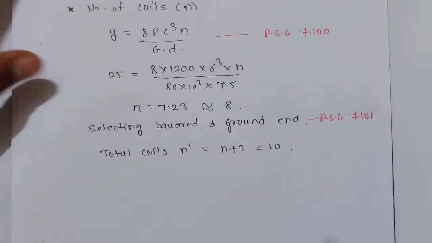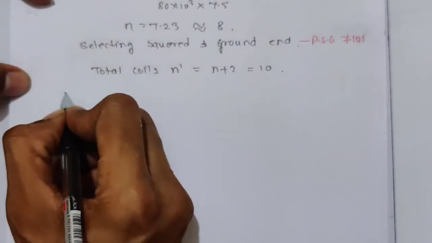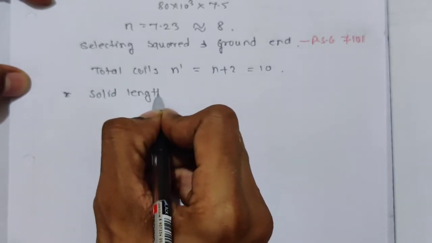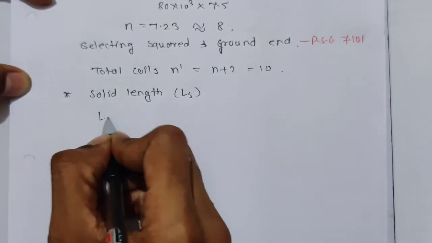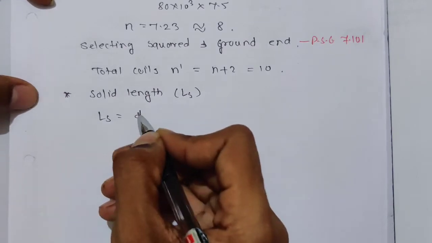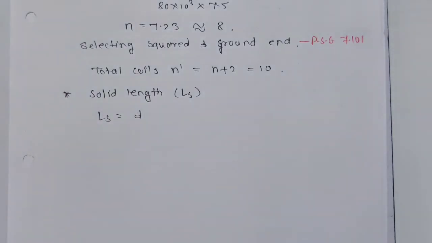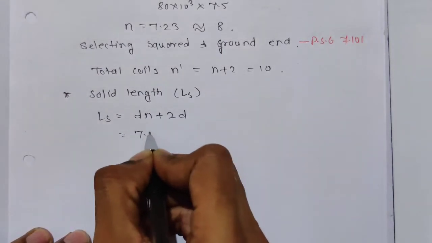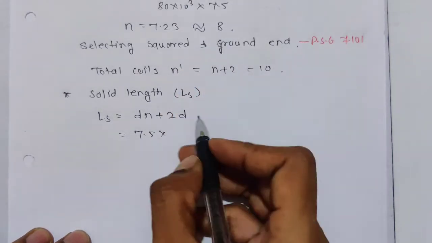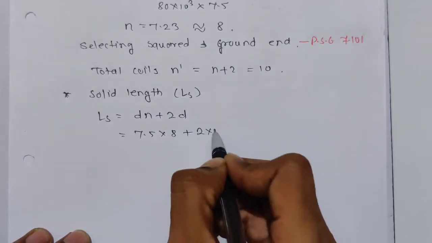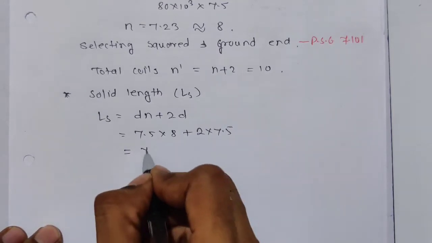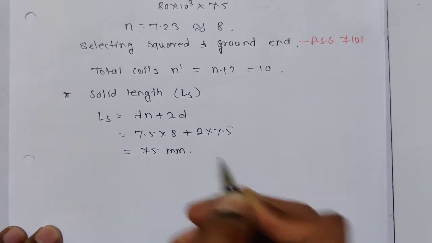So solid length Ls is equal to dn plus 2d. d is 7.5, n is equal to 8, plus 2 into 7.5, so you will get solid length as 75 mm. Just calculate and see.